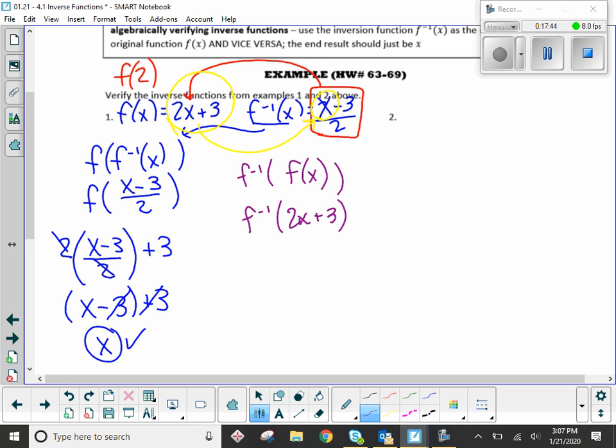And so here's the plugging in step. I'm taking 2x plus 3, I'm plugging it in for the x right here. The minus 3 is going to stay on top, and that 2 on the bottom is going to stay there as well. So here's my 2x plus 3 for x, and then the minus 3 over the 2.